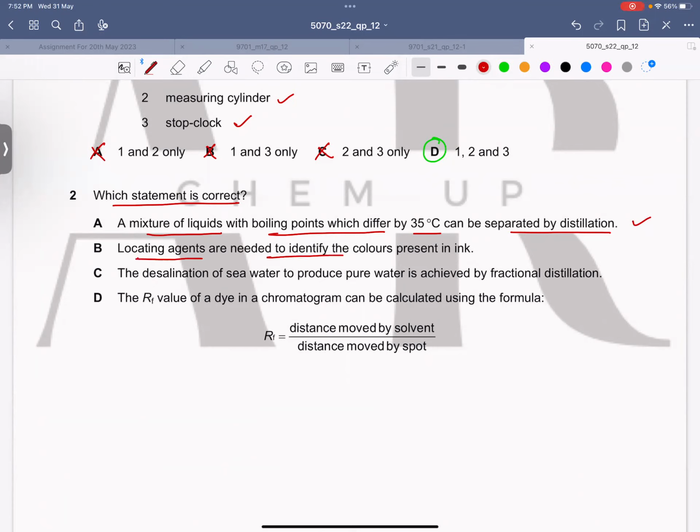Locating agents are needed to identify the colors present in ink. No, they are used for other substances. The desalination of seawater to produce pure water is achieved by? No. The Rf value of a dye in a chromatogram can be calculated by the distance moved by the solvent. Completely wrong. That must be in the denominator, not the numerator. So A is your correct answer for question number 2. Is this understandable to everyone? Yes, sir.